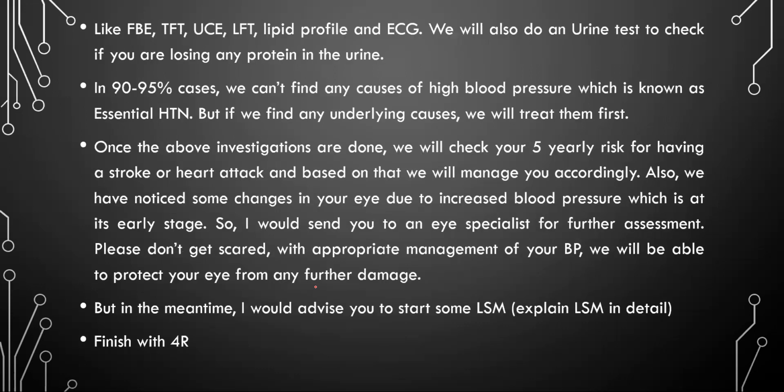As part of the next management, I need to do some investigations. First, I would do some basic investigations, starting with your full blood count. I'll check your kidney function, your thyroid function, and liver function. We'll check your cholesterol level and also your blood sugar level, and an ECG to check your heart. We'll also do a urine test to check if you are losing any protein in your urine. Sam, in 90 to 95% of cases, we can't find out why you have high blood pressure, which we call essential hypertension. But if we find any underlying causes, then we will treat them first.